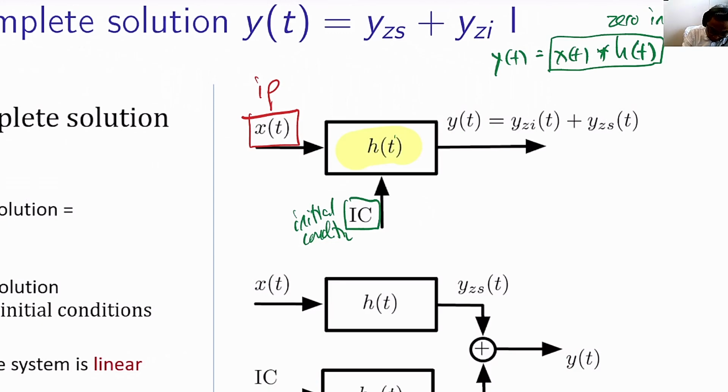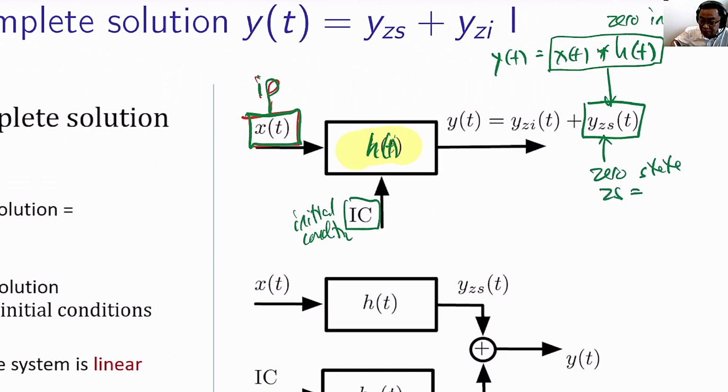So this is actually this green box here, x of t sending to h of t, and out comes something called the zero state solution. Here the word zero state, or ZS, is equal to the output due to a system only by input, and the system has zero state.